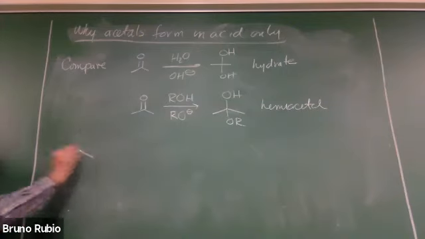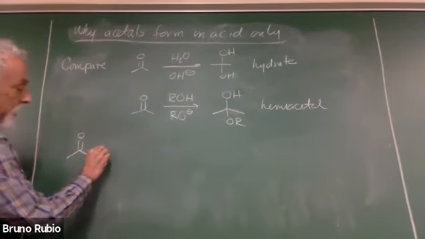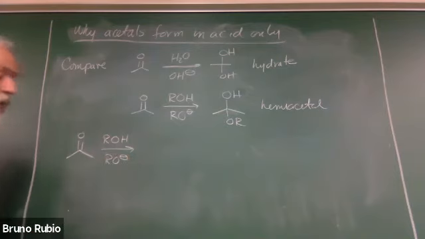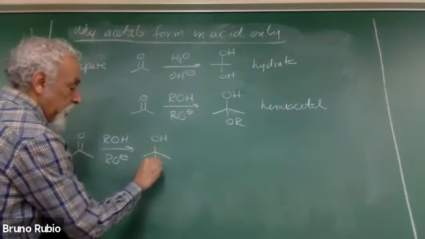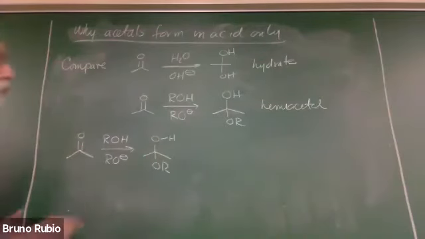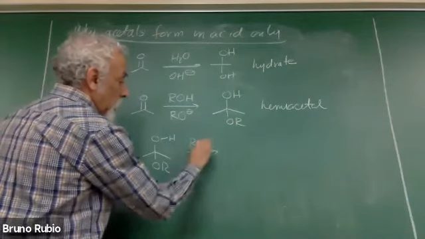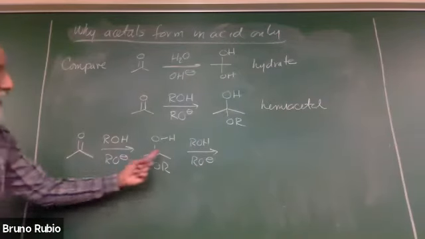All right, so we start out with our aldehyde or ketone, and we're going to add our first equivalent of alcohol. Remember, we need to shoot in two equivalents of alcohol to form the acetal. There's the first one. And so we saw in the mechanism that this is going to form a hemiacetal. So there's the hemiacetal. And now we shoot in our second equivalent of alcohol.